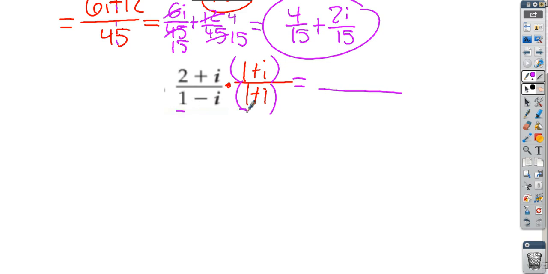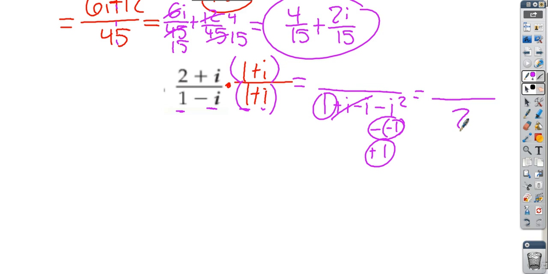If you FOIL the bottom, 1 times 1 is 1. 1 times i is i. Negative i times 1 is negative i, and those cancel, which is what we wanted. Negative i times i would be negative i squared, which is negative 1. So that whole thing becomes plus 1. So we have that 1 plus that 1 equals 2.